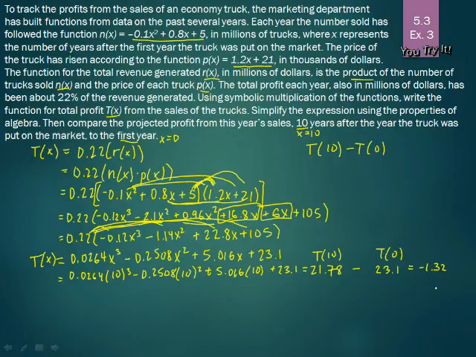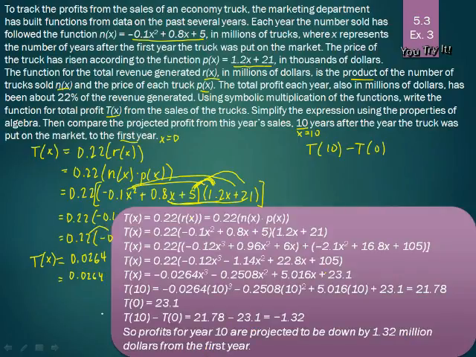Let's summarize this and clarify the answer. T of x equals 22 hundredths times r of x equals 22 hundredths times n of x times p of x. T of x equals 22 hundredths times negative 1/10 x squared plus 8/10 x plus 5 times 1 and 2/10 x plus 21. T of x equals 22 hundredths times negative 12 hundredths x cubed plus 96 hundredths x squared plus 6x plus negative 2 and 1/10 x squared plus 16 and 8/10 x plus 105. T of x equals 22 hundredths times negative 12 hundredths x cubed minus 1 and 14 hundredths x squared plus 22 and 8/10 x plus 105.